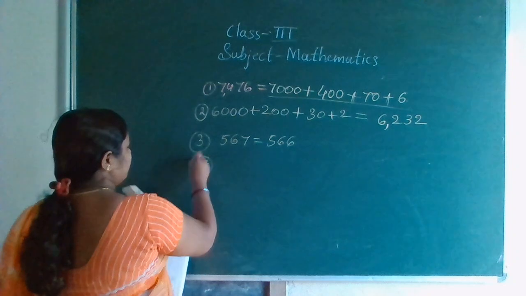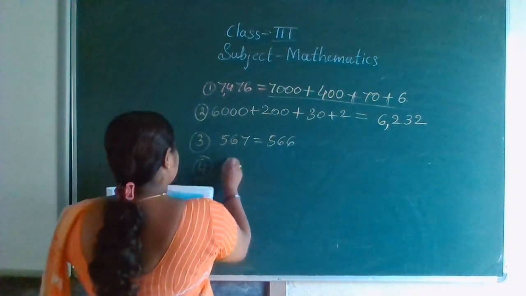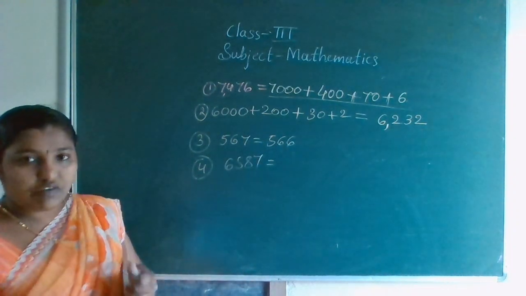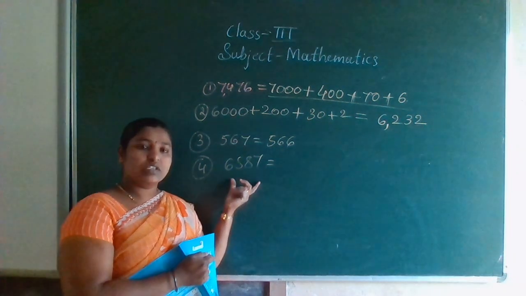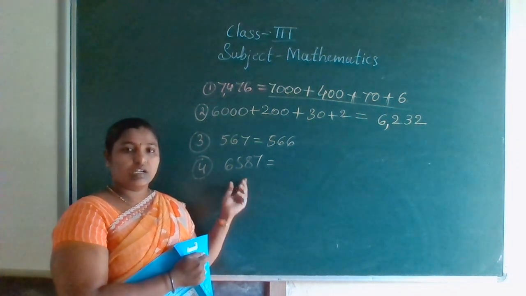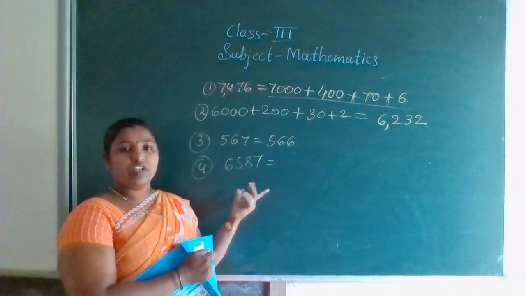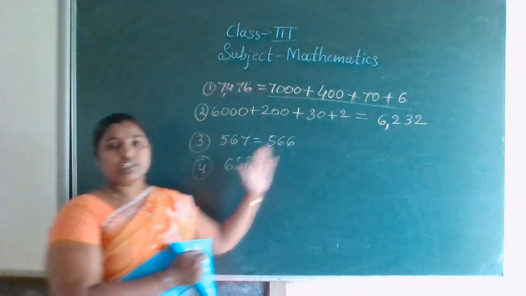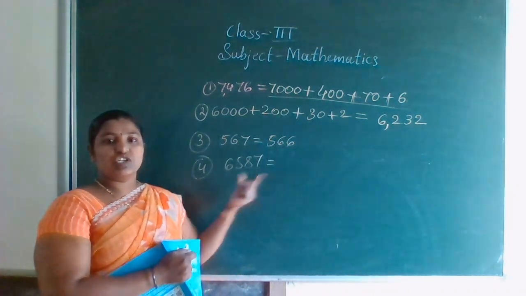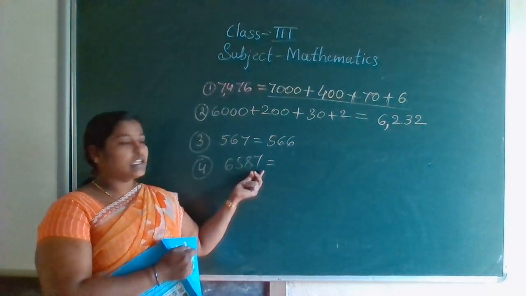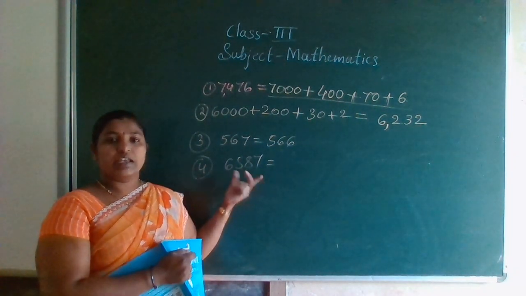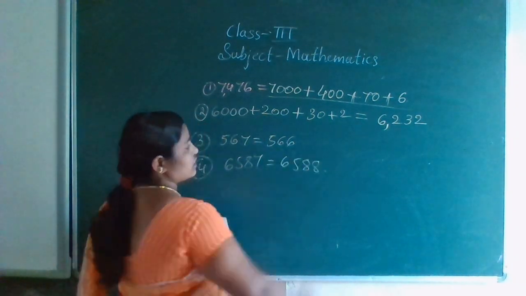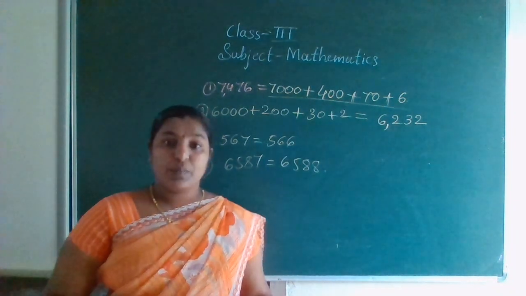Then successor. One number I take, 6587. Write the successor of the given number. What is the successor of this? Successor means the number just after the given number. Predecessor is just before, successor is just after. So after this, which number will come? 6587, plus 1 is 6588. 6588 is the successor. So this is all about the previous class.